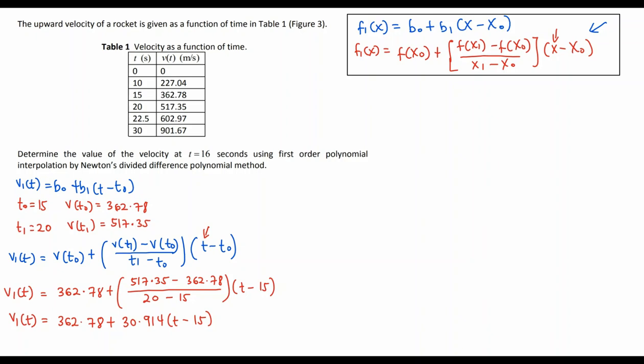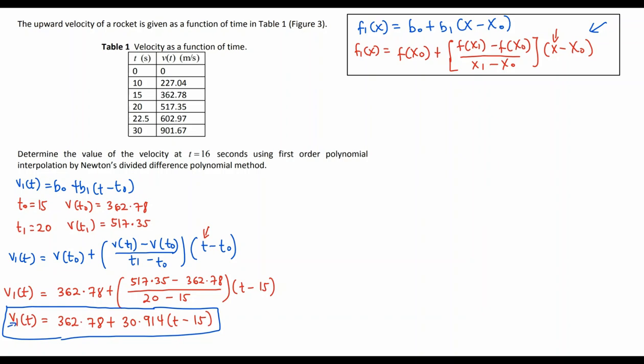Newton's divided difference method is just another way for us to get the polynomial function that we can use for the interpolation. This becomes the polynomial function that we are going to use. This is the first order polynomial function. That's why I have this one here.